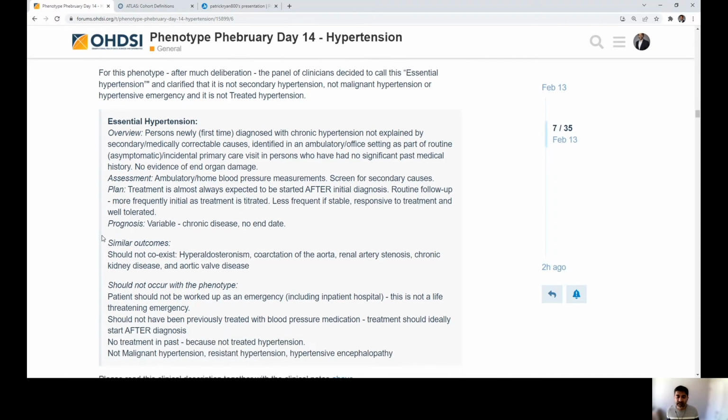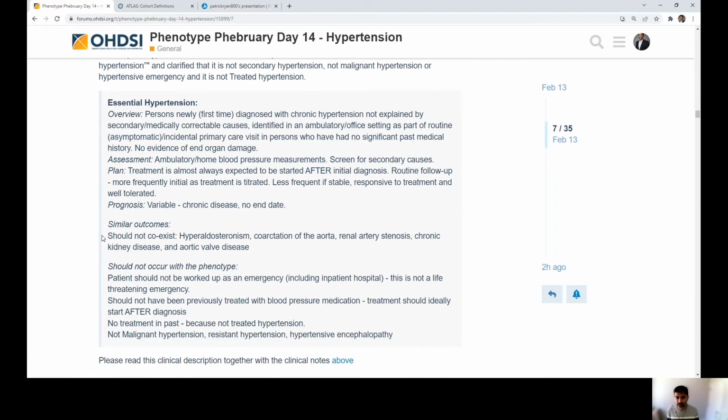So the way I've written this up is for the overview section, we have persons newly diagnosed for the first time with chronic hypertension, not explained by secondary medical correctable causes, identified in an ambulatory or office setting as part of a routine asymptomatic or incidental primary care visit in persons who have had no significant past medical history, no evidence of damage. This is the section on assessment, plan, and prognosis.